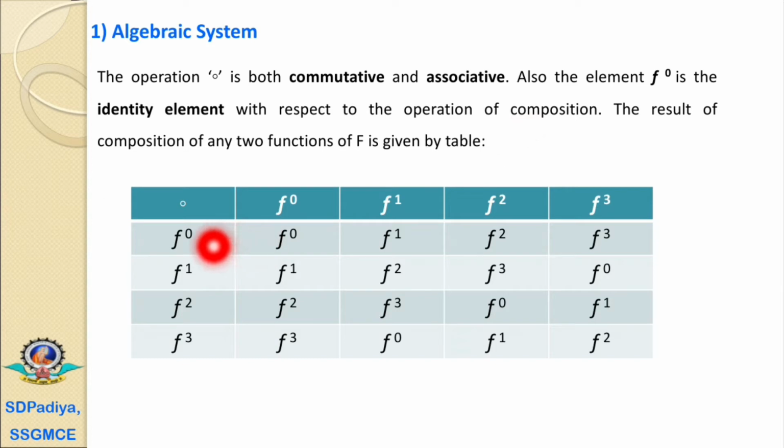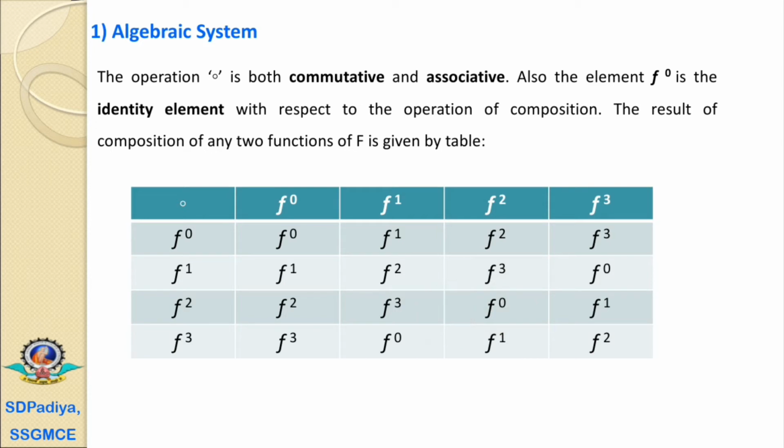We can check that f raised to power 0 composition f raised to power 0 is f raised to power 0, f raised to power 0 composition f raised to power 1 is f raised to power 1, f raised to power 0 composition f raised to power 2 is f raised to power 2, and f raised to power 0 composition f raised to power 3 is f raised to power 3. This means when we perform the composition of any function with f raised to power 0, it does not affect that function. That's why we call the element f raised to power 0 the identity element with respect to the operation composition. The result of composition of any two functions of f is given by the table.